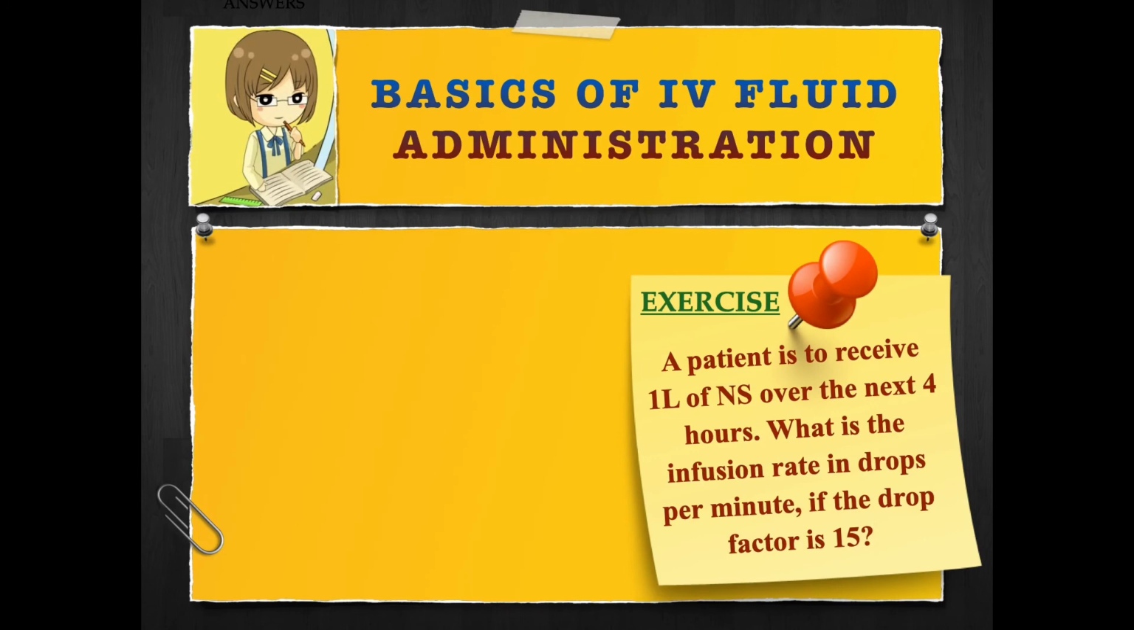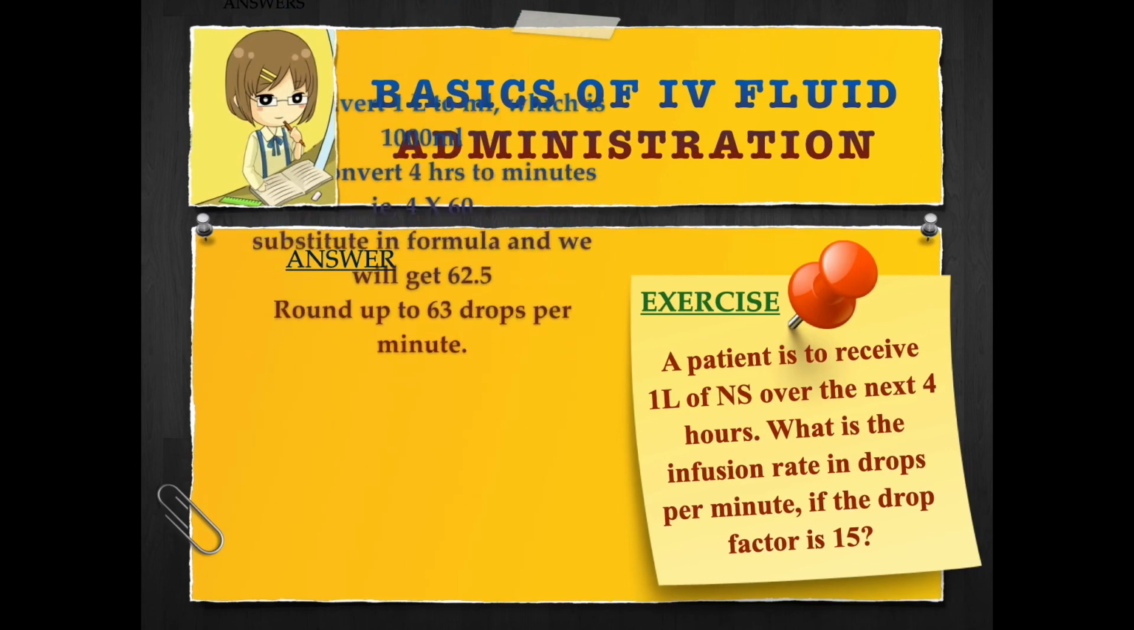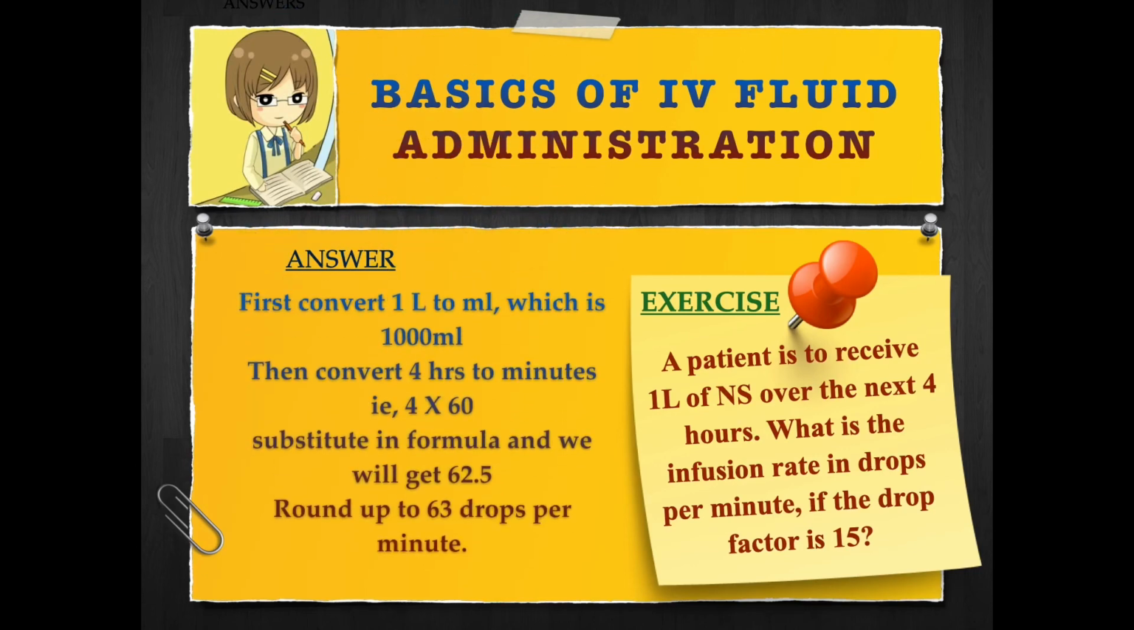So we can see an example. A patient is to receive 1 liter of normal saline over the next 4 hours. What is the infusion rate in drops per minute if the drop factor is 15? So the answer is, first of all, we have to convert 1 liter to ml, which is 1000 ml. Then convert 4 hours to minutes, that is 4 into 60. And substitute in the formula and we will get 62.5. And we have to round up or round down according to the answer we are getting. So here 62.5 means 63 drops per minute.